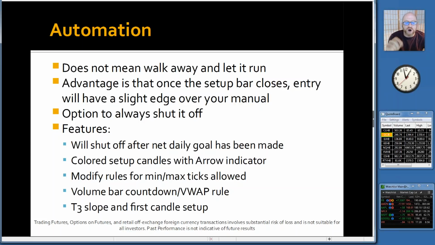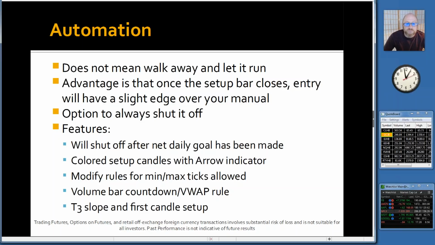The advantage of the automation is that once that setup bar closes, the entry will be automated. So you have that slight edge over, should I take it, should I not? You're trusting your strategy. You have all the parameters already set up, and that momentum usually will catch. Sometimes there's going to be a spread. The automation won't pick it up on the first tick, but it will become pretty close, sometimes even closer than you hitting the manual. You always have the option to shut off the circuit breaker on the automation.